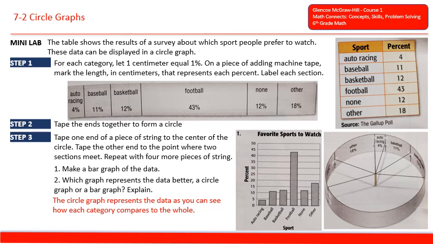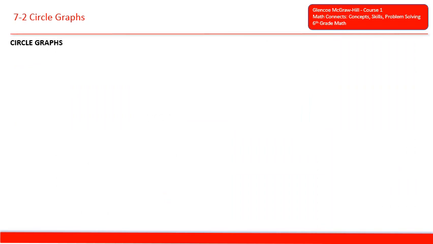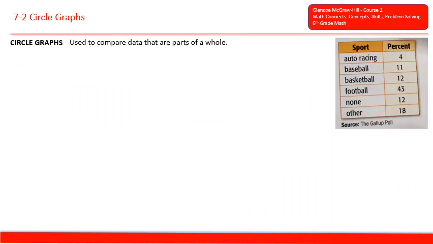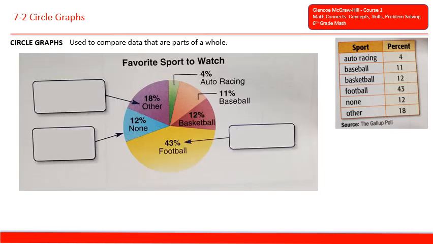Circle graphs are used to compare data that are parts of a whole. So there's our table again. And here's a circle graph of that same information from the mini lab. 4% for auto racing, 11% for baseball, and so on.